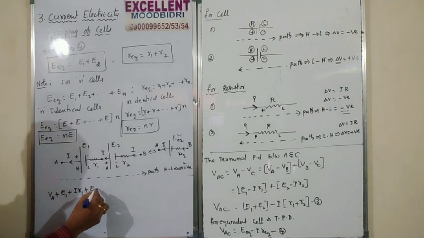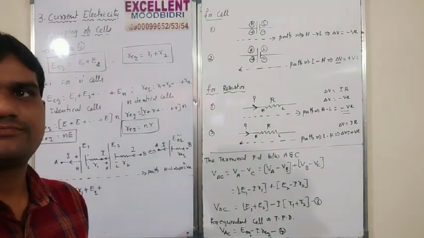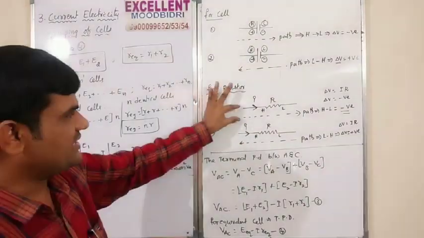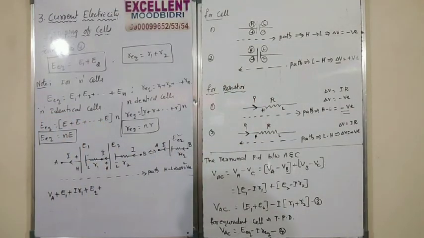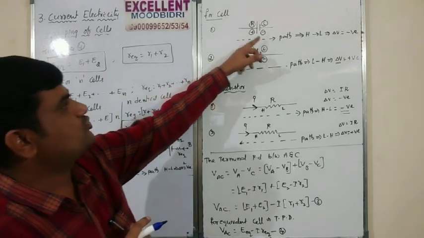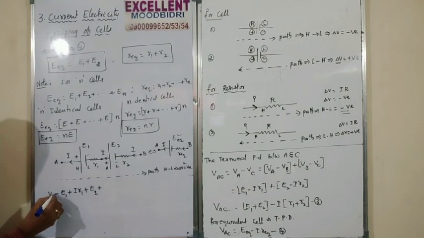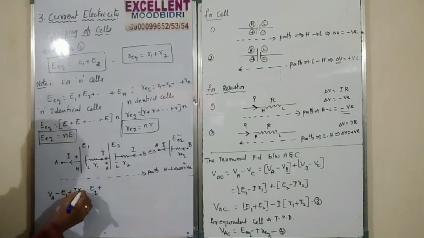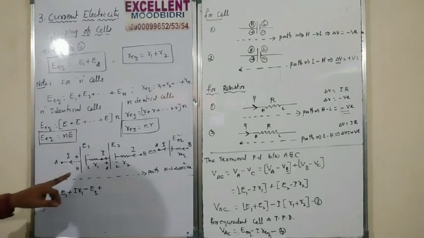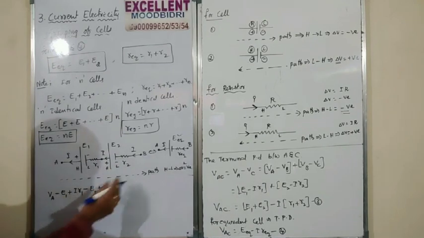Extremely sorry, both are in the same direction, so it is negative. I made a mistake here. Higher to lower is negative, right? Sorry, here this is minus. Here also minus. Higher to lower means negative. And this one is opposite, so plus only.